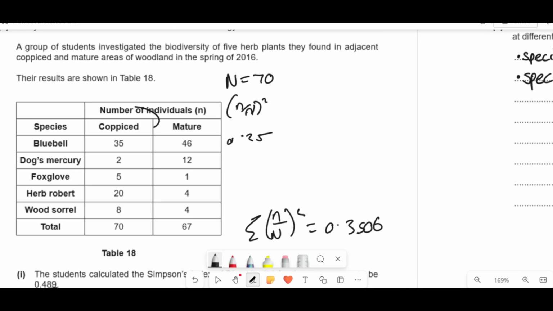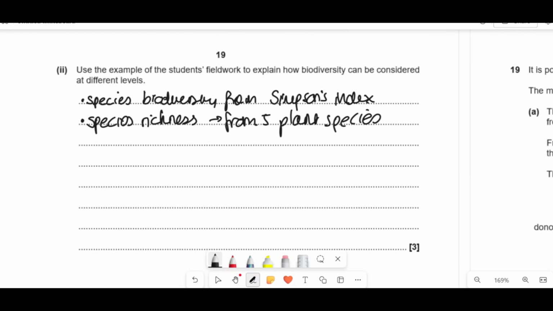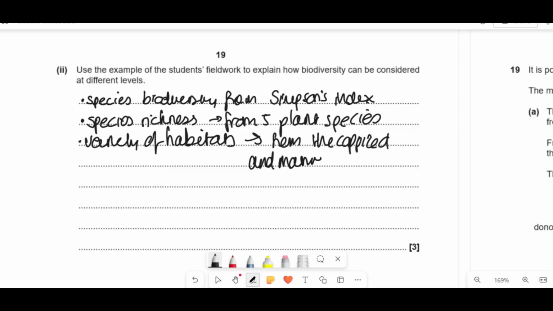As well as that, they've compared these two, coppices versus mature, which is another way of looking at it. So you can look at their variety of habitats as well. Obviously, we'd do more than just those and look everywhere if we really can. And we need to look again at using examples from their students. So I've said species diversity from their Simpson's index, species richness from the 5 species they did, a variety of habitats from the coppiced and mature woodland that they tested.